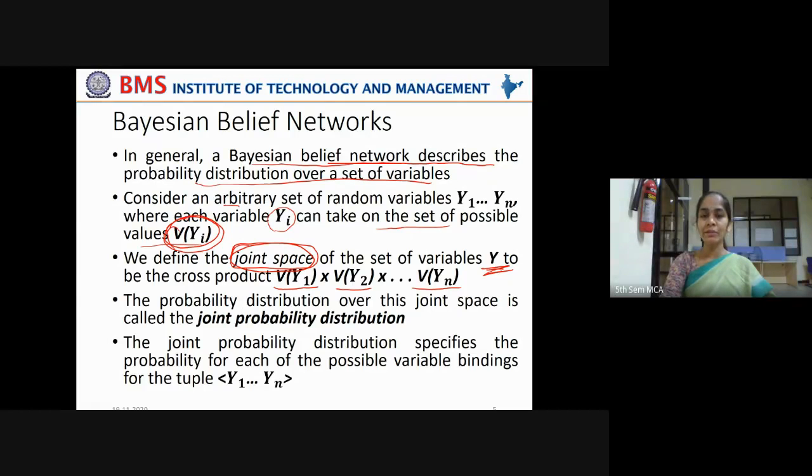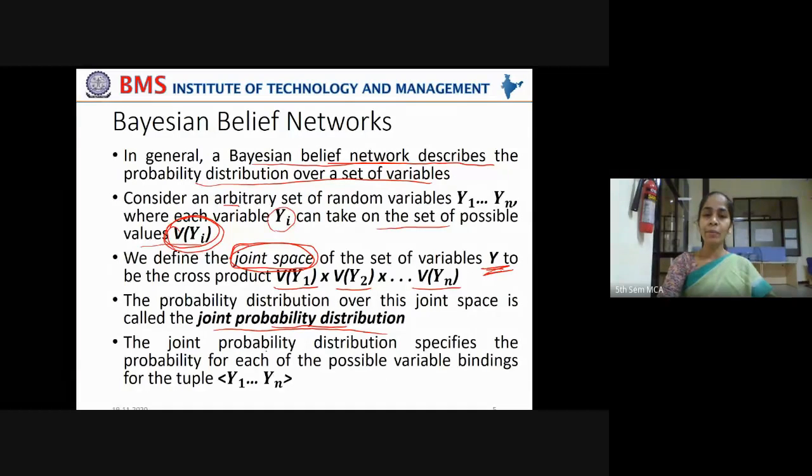Now the probability distribution over this joint space is called the joint probability distribution. If you assign a probability distribution to this joint space of 12 combinations, then you call that a joint probability distribution. The probability is distributed jointly across all these combinations. What is the probability of occurrence of the first combination? What is the probability of occurrence of the second combination? When you assign such probability to it, then we call it a joint probability distribution. You distributed the probability jointly to all the occurrences in the joint space.